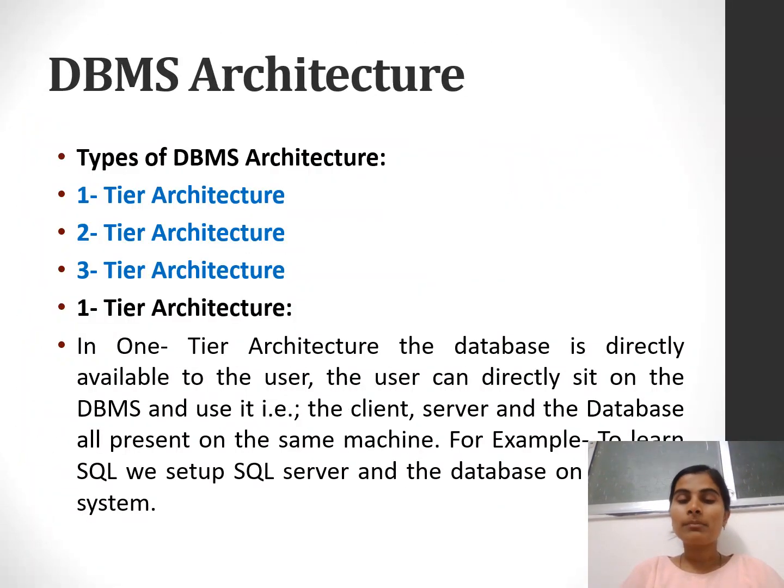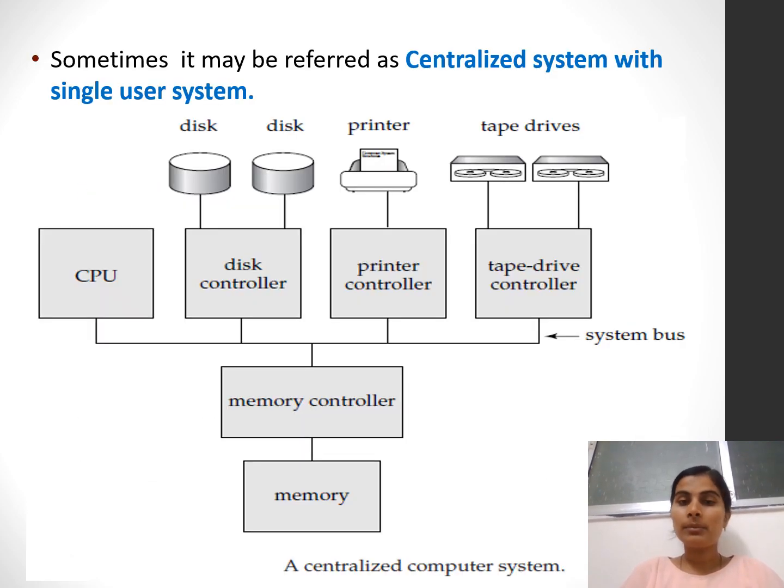Now the database management system architecture. There are mainly three types of database architecture: one tier architecture, two tier architecture, and three tier architecture. In one tier architecture, the database is directly available to the user. The user can directly sit on the database management system and use it. That is, the client, server, and the database are all present on the same machine. For example, to learn SQL, we set up a SQL server and the database on the local system. Sometimes it may be referred to as a centralized system with a single user system.